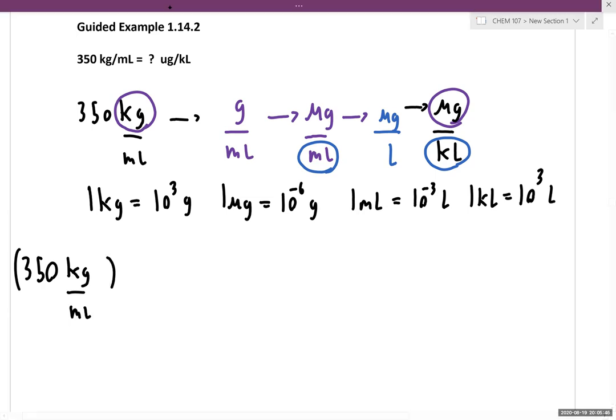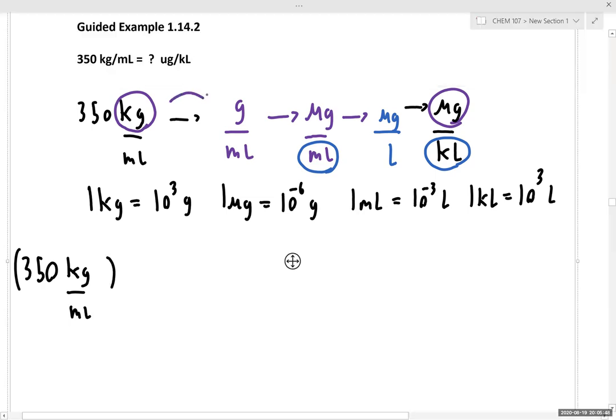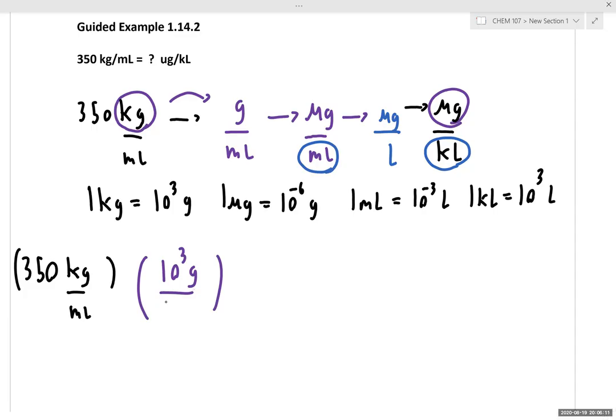Now, following my solution map, if I'm going from kilograms to grams, in my conversion factor, what units do I need to have on top? Grams. So I know that I have 10 to the 3rd grams, and what units do I need to have on the bottom? Kilograms. Okay, kilograms cancel. We're good to go.